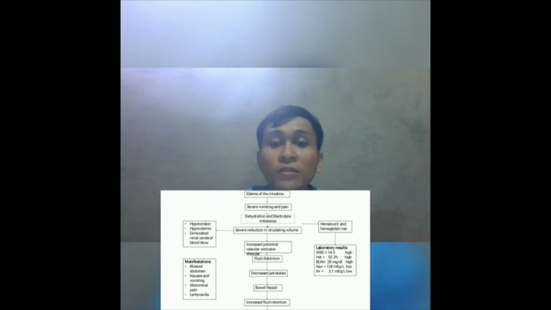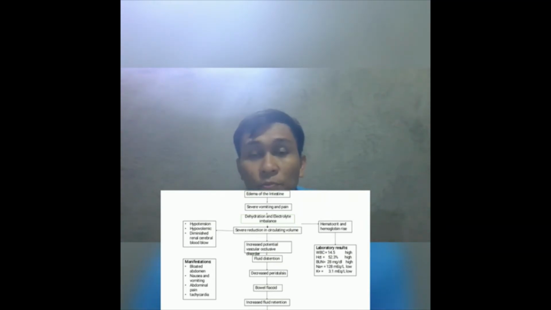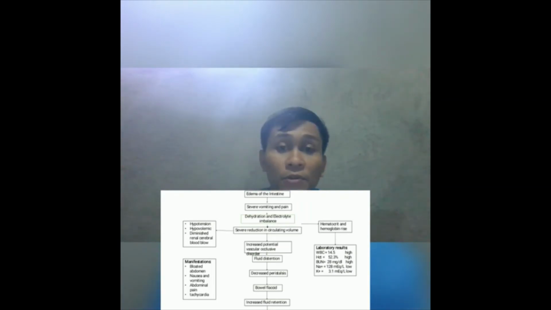And then it causes a temporary increase in peristalsis as the bowel attempts to force the material through the obstructed area. And then after the temporary increased peristalsis, peristalsis ends, and it results in decreased peristalsis. Once the peristalsis is decreased, the bowel becomes flaccid.